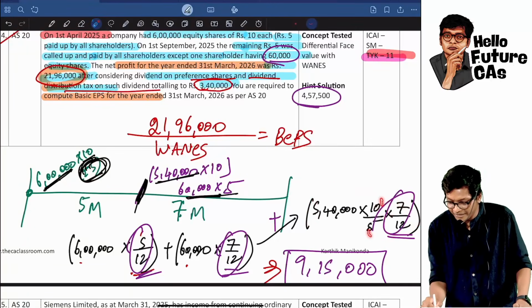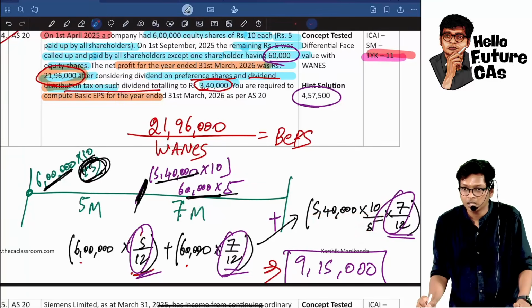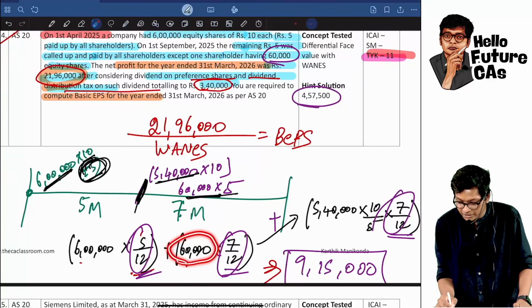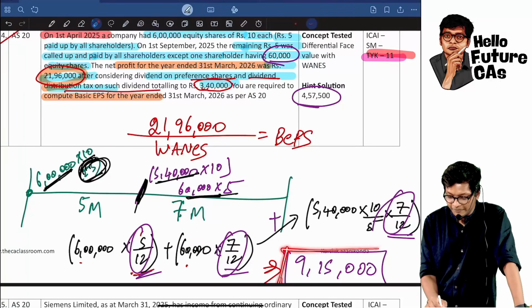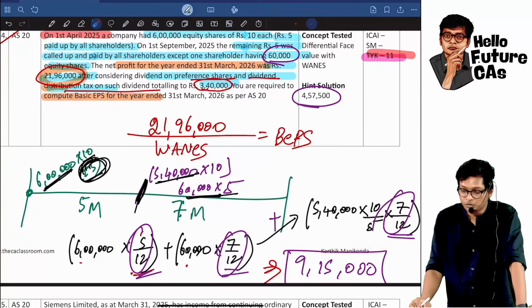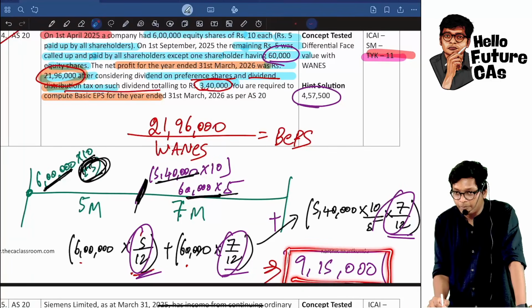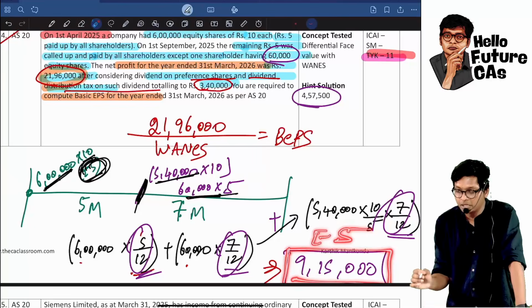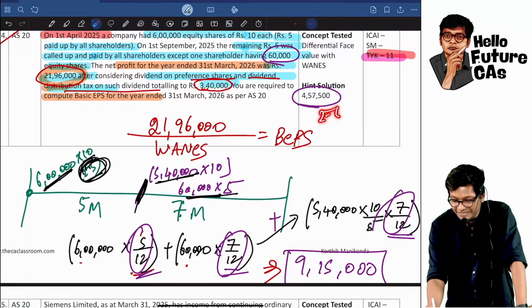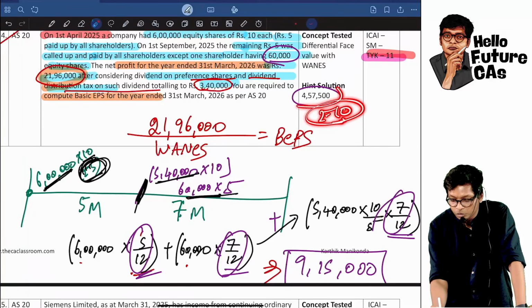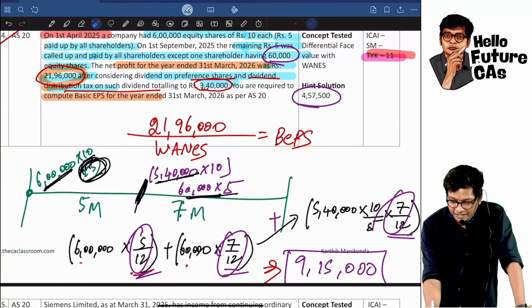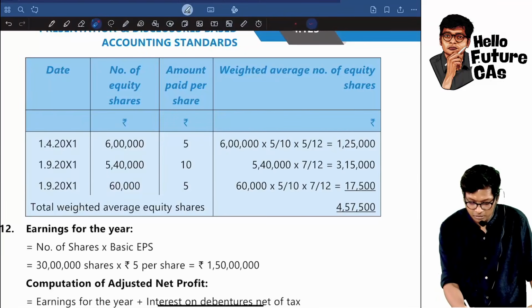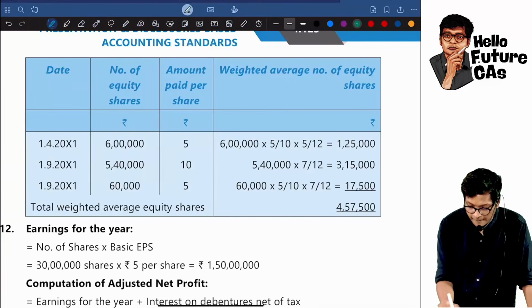Why 10 by 5? I am converting it into shares of 5. And 60,000 is into 7 by 12 because it's already at what price? 5 rupees per share. So you end up with 9 lakh 15,000. That is the number of shares if you take face value at 5. But ICA has taken face value as 10, so for them it's exactly half. Are you following, guys? If they take face value 10, look at the answer. Same thing they have done.